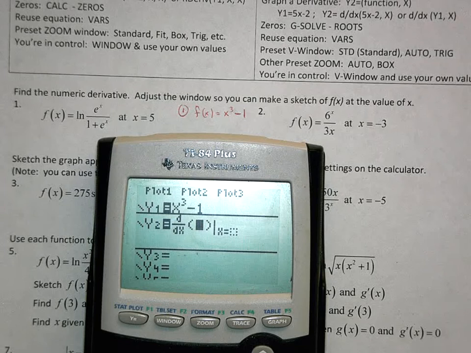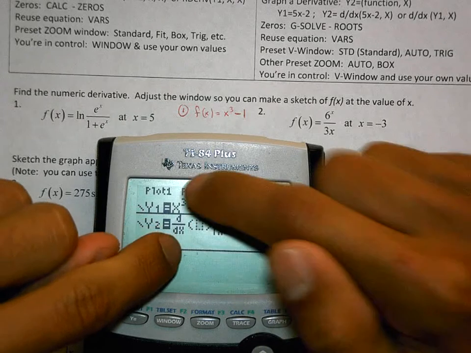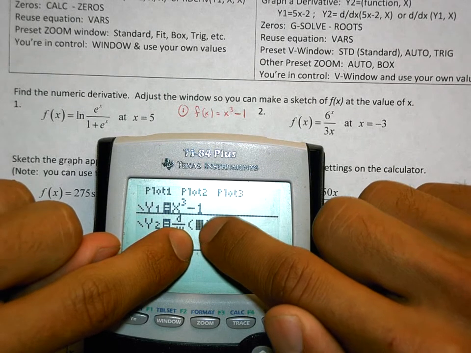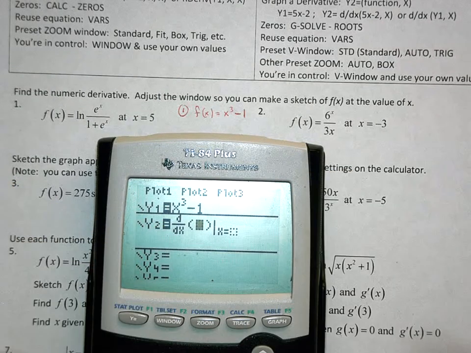But I'm not going to because that's too much work. Instead, I've already typed in x to the third minus 1. And trust me, later on when you start inputting some of these equations, you're only going to want to do it one time. So here's what I recommend you do. Instead of taking the derivative and putting in this equation, I think we should take the derivative of y1.